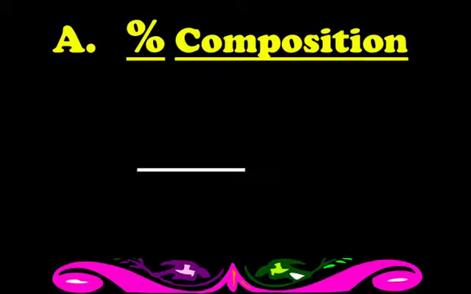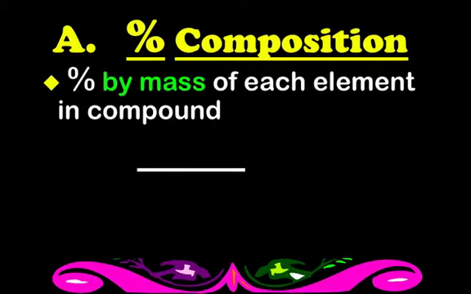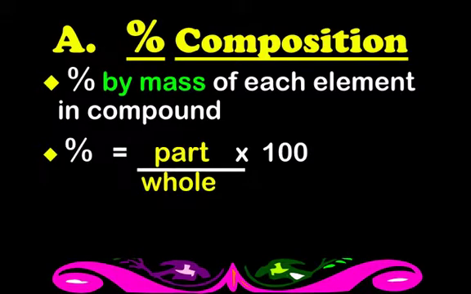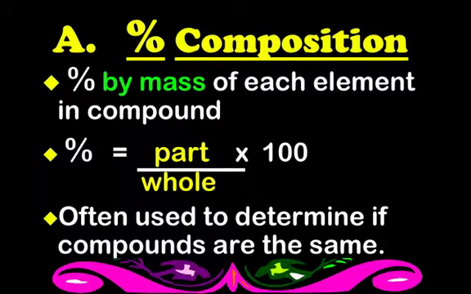Okay, this lesson is about percent composition. Finding the percent composition is about finding the percent by mass of each element in a compound. This can be helpful for identifying whether two compounds are the same or different. Remember, when we do percentages, it's always a part over the whole times 100. And it's often used to determine if compounds are the same.